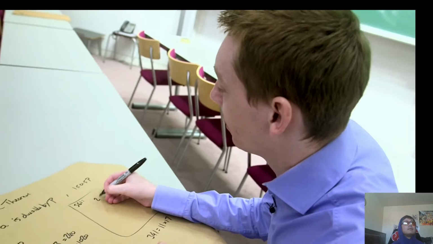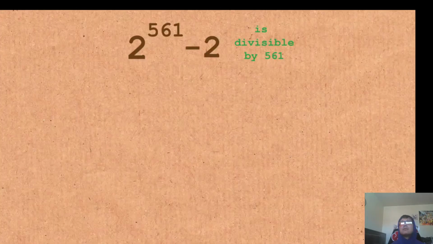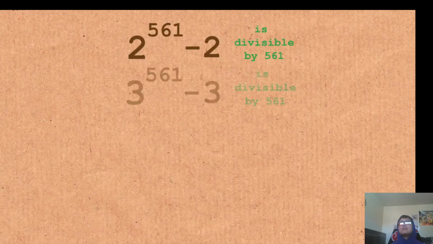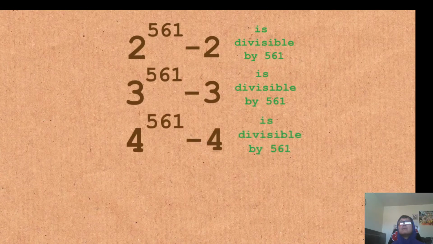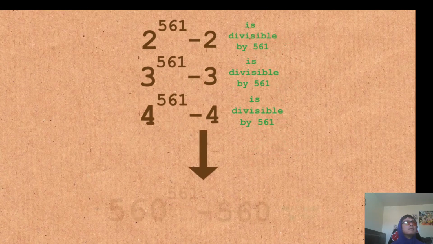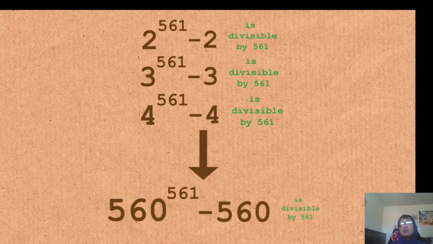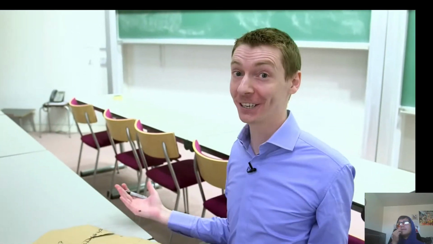561. So what that means is 2 to the power 561 minus 2 is divisible. 3 to the 561 minus 3, that passes the test. So does 4, and all the way up to 560 to the power 561, and it passes the test each time. Must be prime. Unfortunately, it's not.